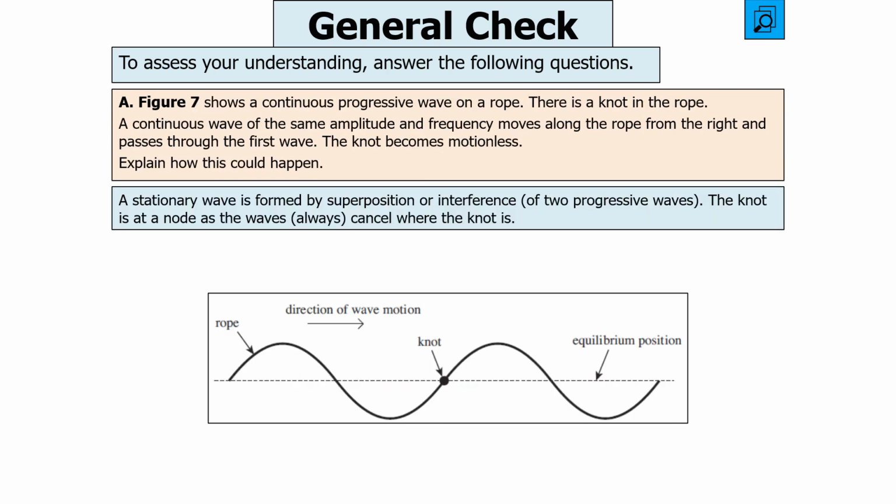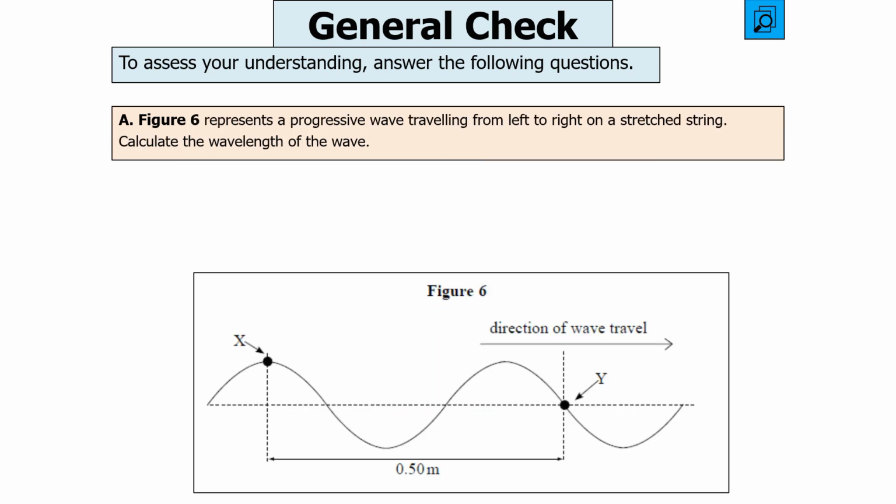Figure 6 represents a progressive wave travelling from the left to the right on a stretched string. Calculate the wavelength of the wave. So pause the video now, then unpause the video when you want to go through your answer. You should identify that the distance of 0.50 meters represents 1 1/4 waves. So 1 1/4 of 0.5 will equal us to be 0.40 meters.